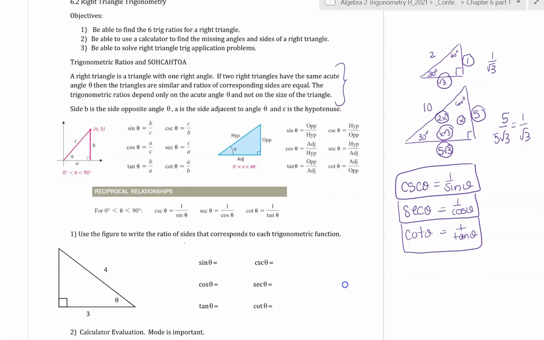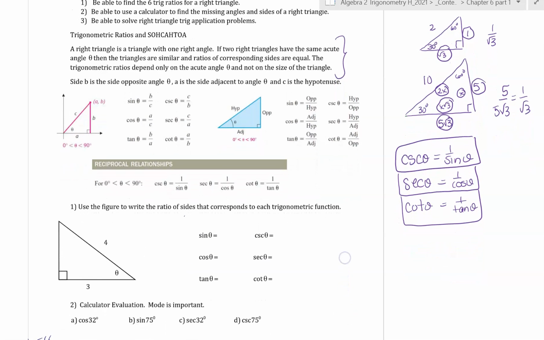So what I would like to do next is think about a triangle over here, and notice that we would say the sine of theta is opposite over hypotenuse. So that would be B over C. And the cosine of theta would be adjacent over hypotenuse, and the tangent of theta would be opposite over adjacent. Now, we learned these in geometry.